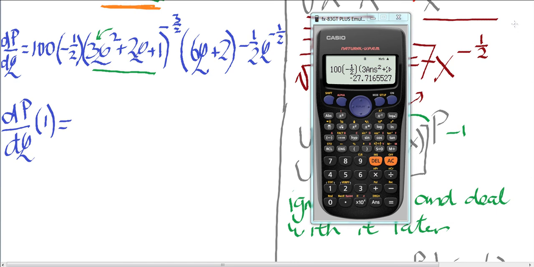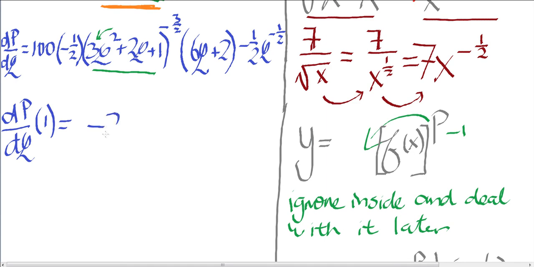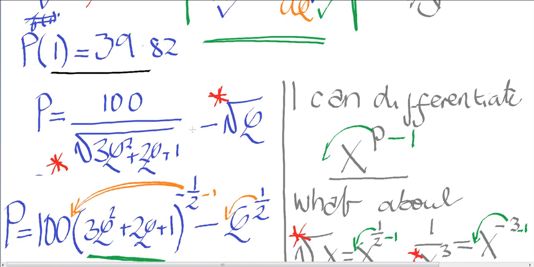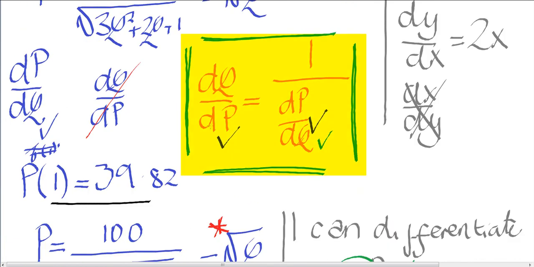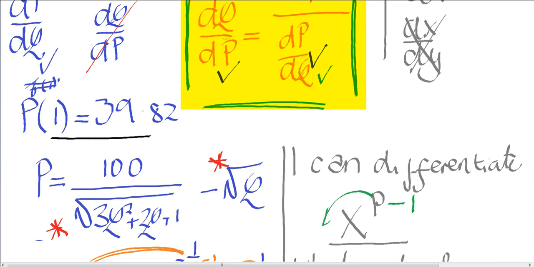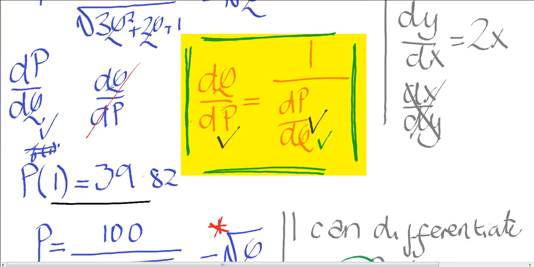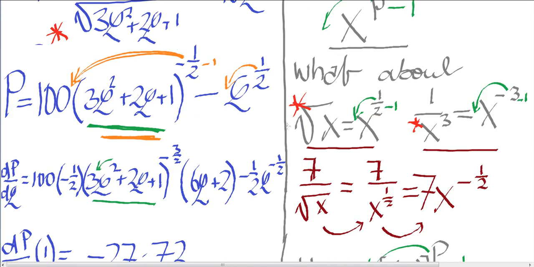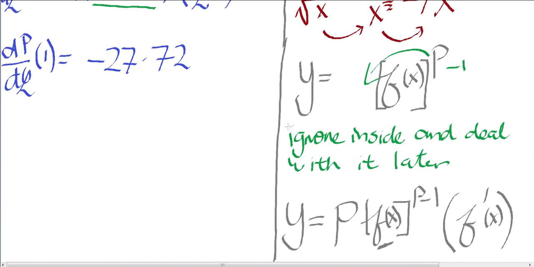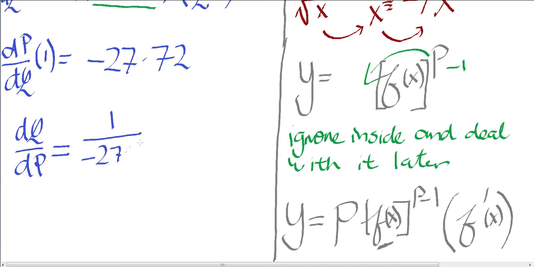So let's take that down. We have minus 27.72. We'll just go with 2 decimal places. Now, as we said, I need dq dp, not dp dq. So how do I get it? The switch is 1 over the original. So dq dp equals 1 over the other one, 1 over dp dq, which is minus 27.72.